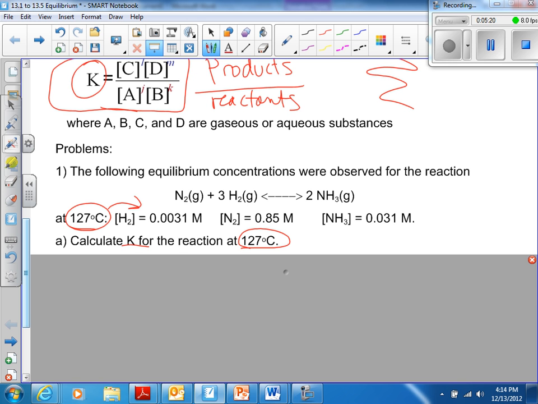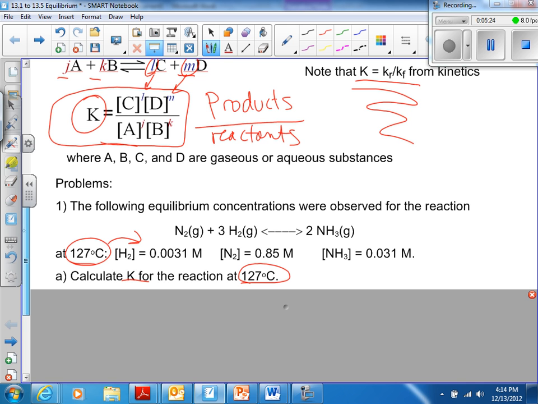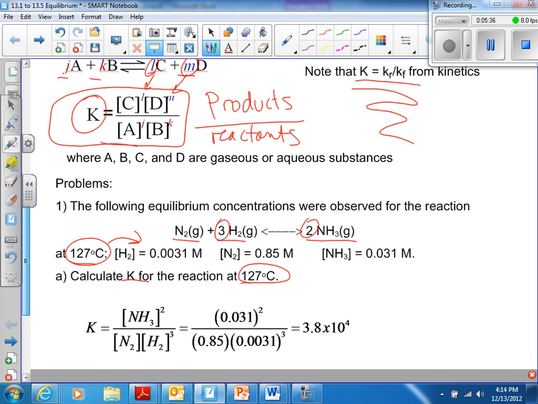Okay, so try to set this up on your own, or pause the screen. The answer is about to show up. If you have no idea how to just plug in, do products raised to their power over the reactants raised to the power of their coefficients. Okay, pause if you want to try it on your own. Here's the solution.